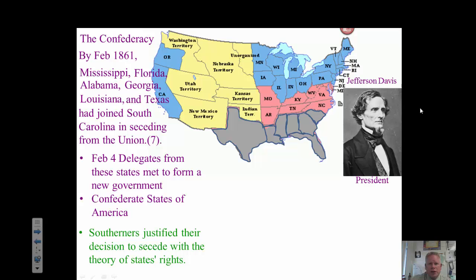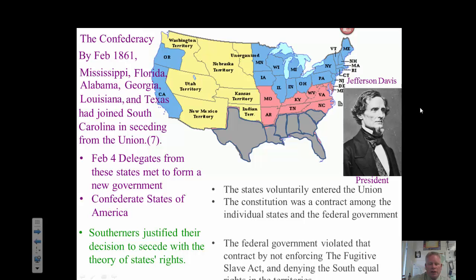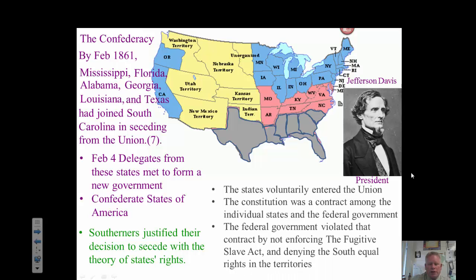So here's the Southern justification. The states said that they voluntarily entered the Union and that they looked at the Constitution as a contract among the individual states and the federal government. They thought that the federal government violated the contract in two ways. One, they refused to enforce the Fugitive Slave Act, and two, they denied the South equal rights in the territories. So in the South's mind, they were justified in leaving the Union.